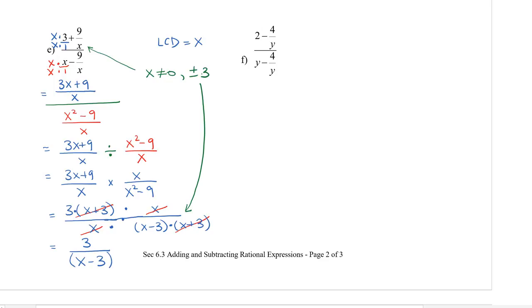All right, so I've showed you different types of adding and subtracting rational expression equations, or functions, I should say.